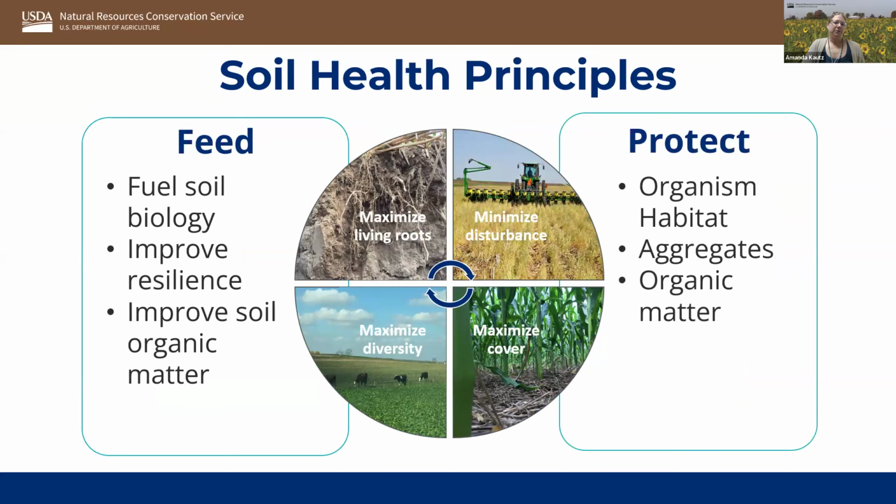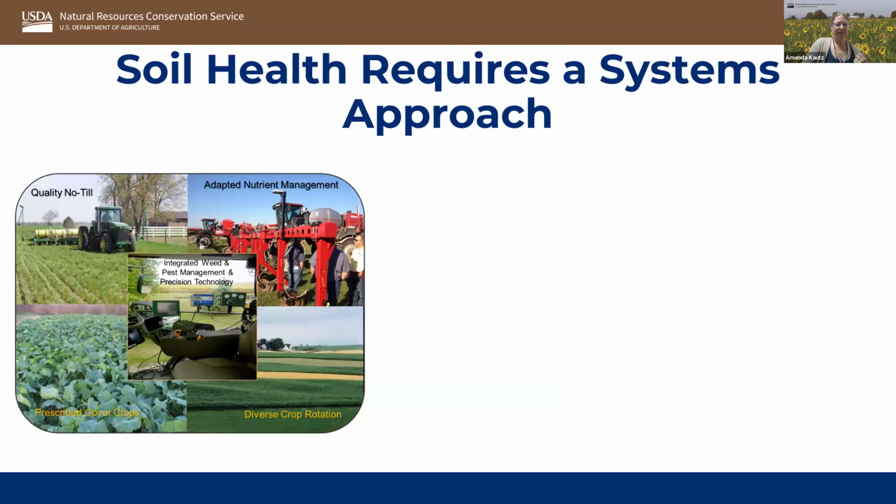And the other camp is we're protecting them. So organism habitat, we're protecting that structure and those aggregates and that organic matter that already exists. So we can kind of divide those principles into two camps where maximizing living roots and maximizing diversity feed, and minimizing disturbance and maximizing cover protect. So easy way to think about it.